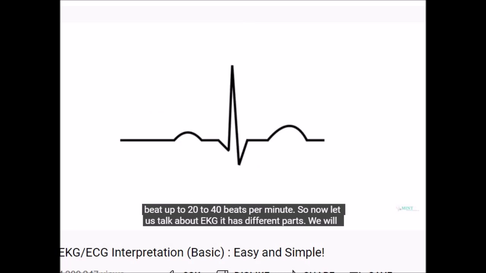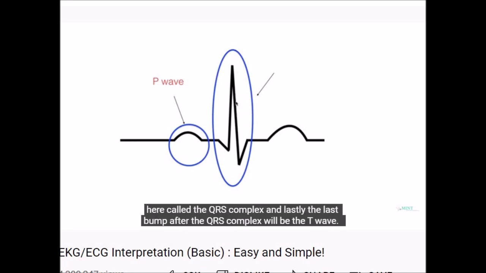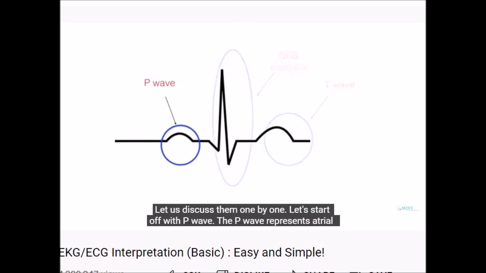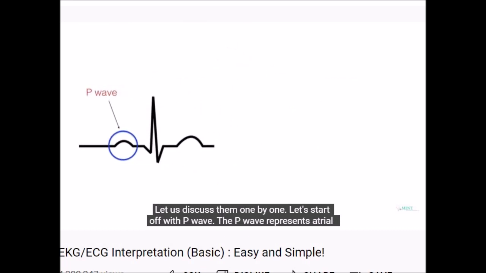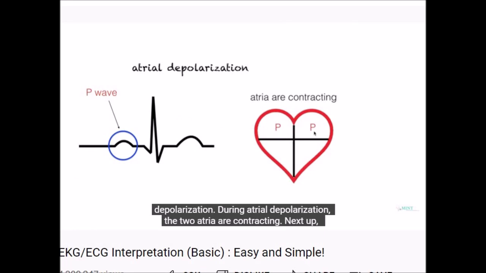Let's talk about the EKG. It has different parts. We start with a small bump called the P wave, followed by a tall structure called the QRS complex. And lastly, the last bump after the QRS complex is the T wave. Let us discuss them one by one. Let's start off with the P wave. The P wave represents atrial depolarization. During atrial depolarization, the two atria are contracting.